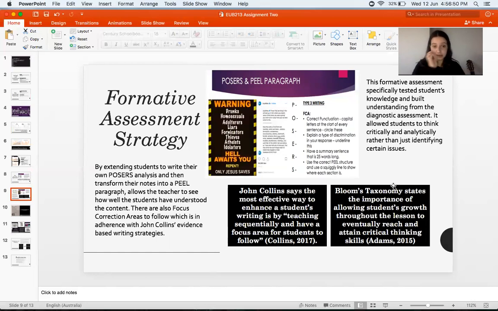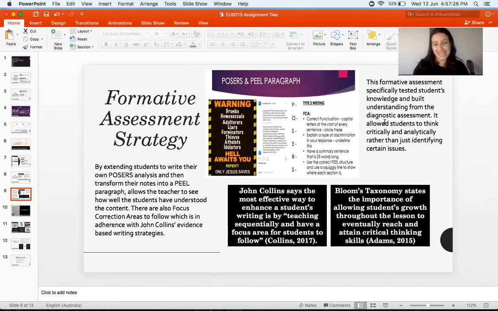There was also a focus on focus correction areas to follow, which is in adherence with John Collins' evidence-based writing strategies. John Collins is an American writer who studied at Harvard and came up with this writing strategy which uses type 1, type 2 and type 3 writings. He said that the most effective way to enhance a student's writing is by teaching sequentially and having a focus area for students to follow. As you can see on the screen, there were focus areas that the students had to follow when they were writing their PEEL paragraph.